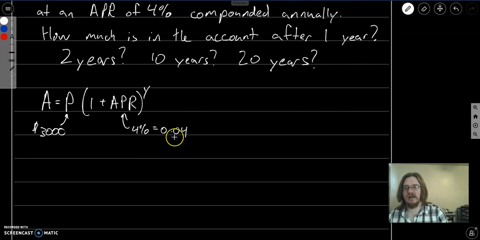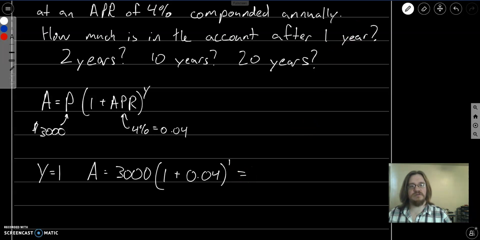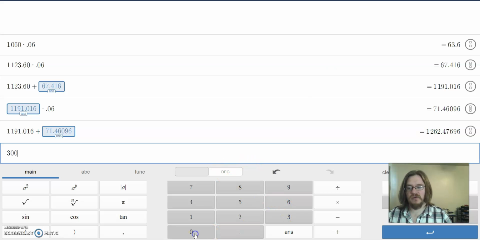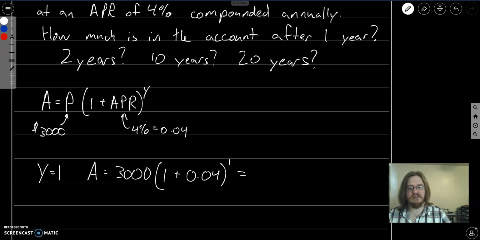So let's see. For 1 year, the amount of money in our account is going to be $3,000 times 1 plus our APR, which is going to be 0.04. This is 4% written as a decimal, raised to 1 year. So let's plug this into Desmos. We have $3,000 times 1 plus 0.04, and all of this raised to the, so we take the a to the b, raised to the first power. So we have $3,120 in the account.